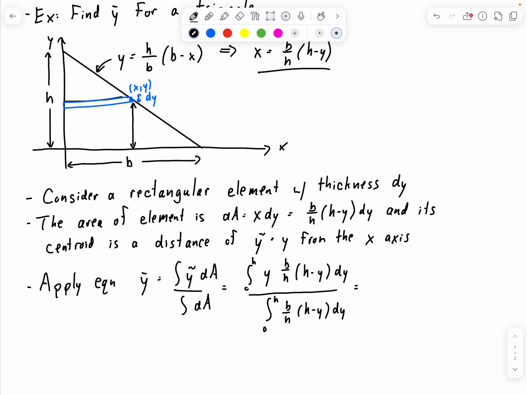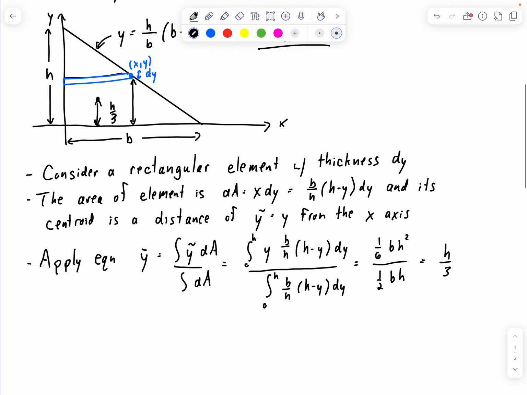I won't go through solving these integrals here or evaluating them, but we end up with 1/6 bh squared in the numerator and 1/2 bh in the denominator, which gives us h over 3. So this tells us that the centroid in the y direction is located at h over 3. So that's approximately where h over 3 is right there. So that's the centroid in the y direction.